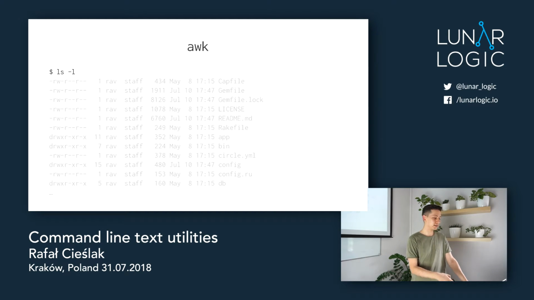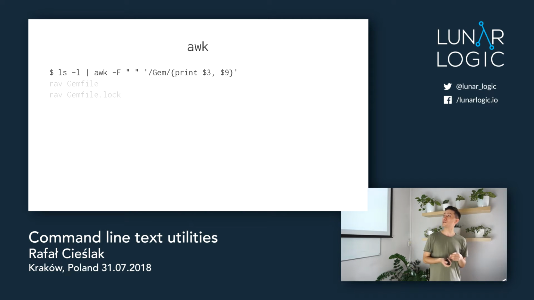If I have this ls output and I would like to get the owner and the file name of all the files that include the word gem in them, then I could run this awk script. And again, I would tell awk to use white space as the column delimiter, and then to match lines that have the word gem in them, and then to print the specific columns.